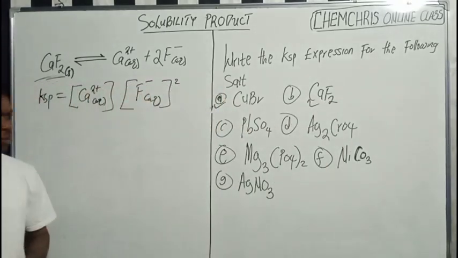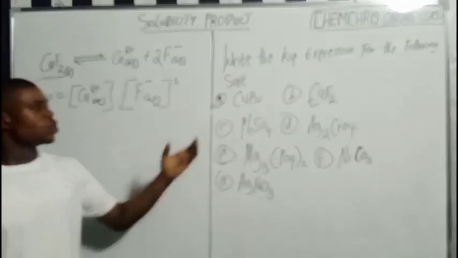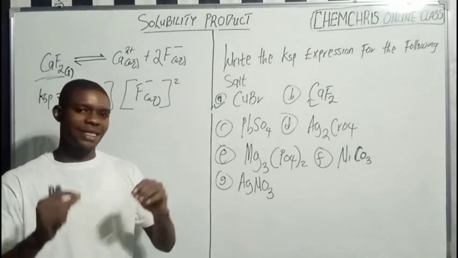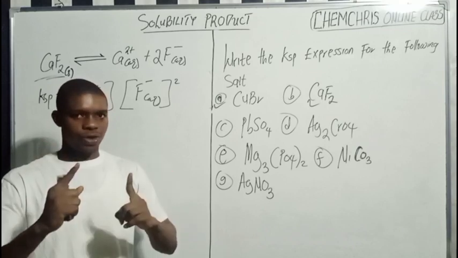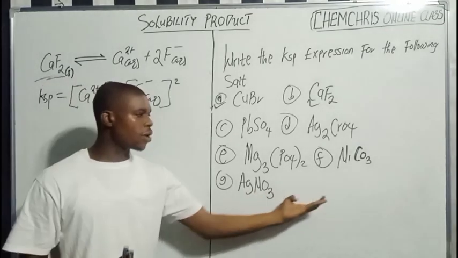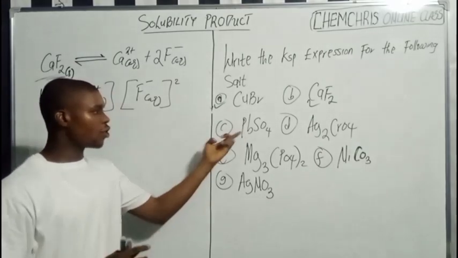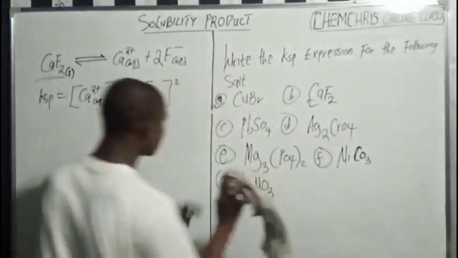It's okay. Now the next thing I want to look at: these two that I have looked at are called monoatomic ions, that is, ions made of one atom. But the next ones I want to look at are called polyatomic ions. If you check this one, let's look at the C.